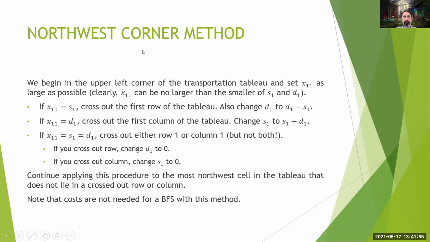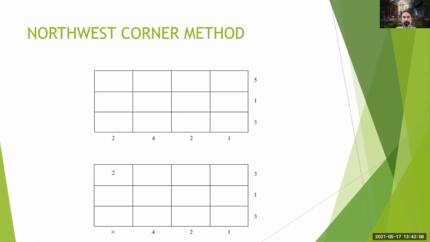So what about the northwest corner? Well, northwest corner says to start at the northwest corner, the top left corner, and make the largest assignment you can, and then keep going by deleting rows and columns accordingly. Now, what does this mean? For example, we don't need to know any of the costs over here. Let's say that this is our demand and supply table. You can see the supplies over here, 5, 1, 3, and the demands over here, 2, 4, 2, 1.